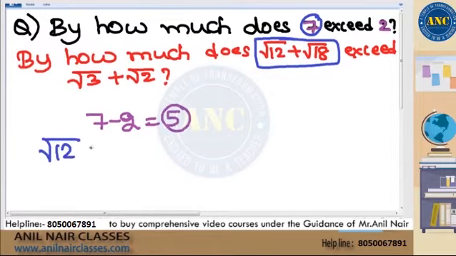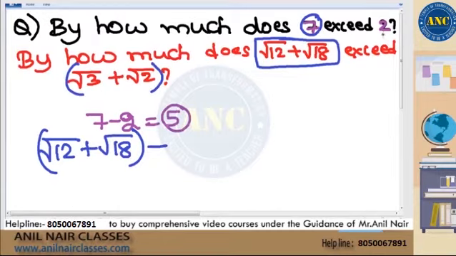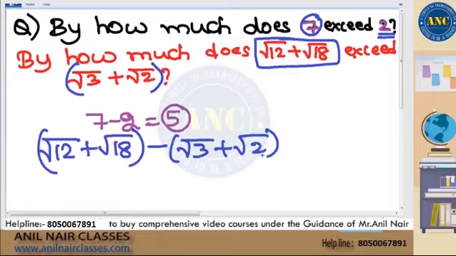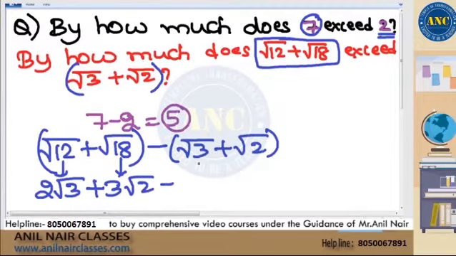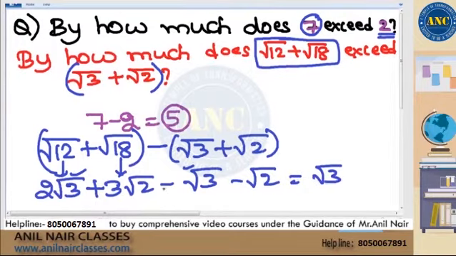You need not substitute. I am just teaching you in this method. Root 12 plus root 18 minus root 3 plus root 2 is nothing but this 2 in my example. So substitute root 3 plus root 2 here, and then simplify it. Root 12 is nothing but 4 into 3, it is 2 root 3. This is 9 into 2, it is 3 root 2, and this is minus root 3, this is minus root 2. 2 root 3 minus root 3 is root 3. 3 root 2 minus root 2 is 2 root 2.